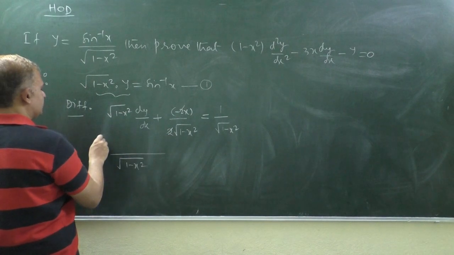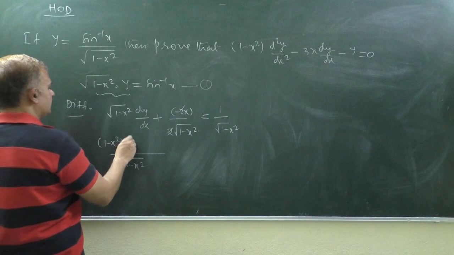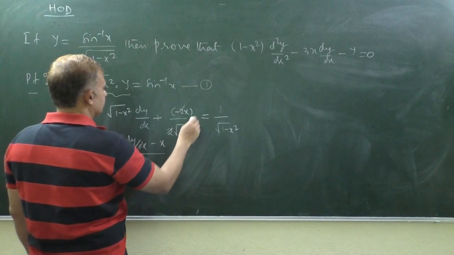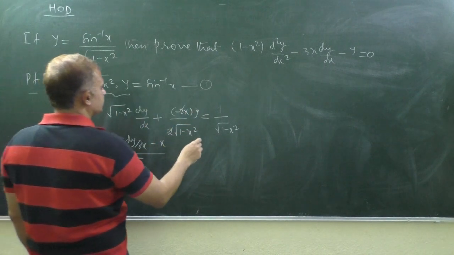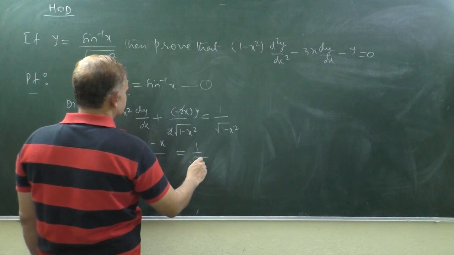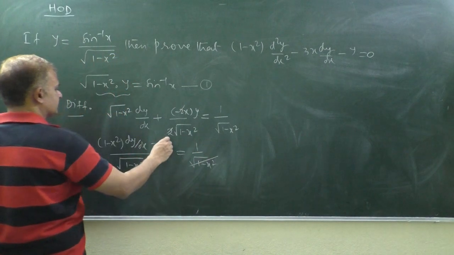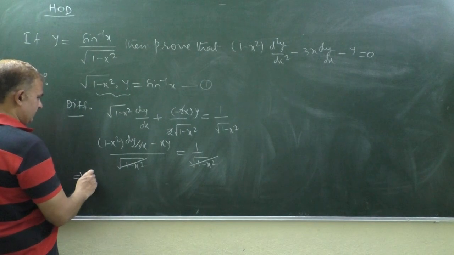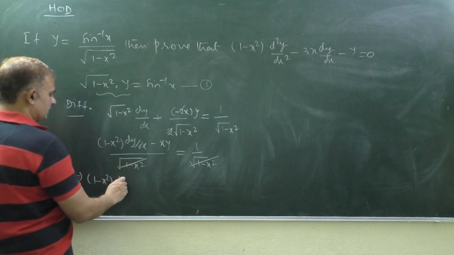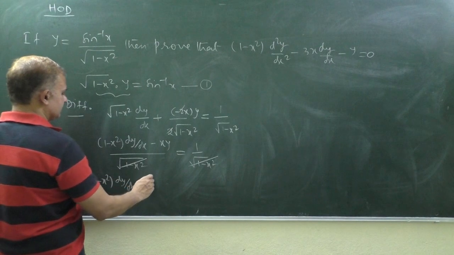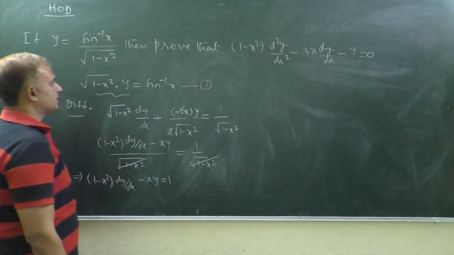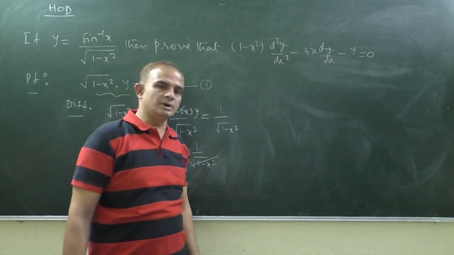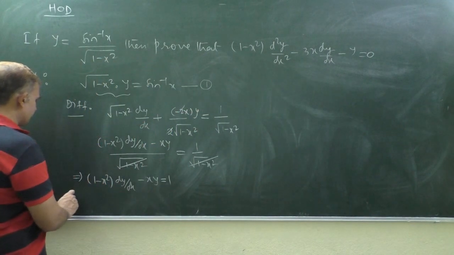Root 1 minus x square into this becomes 1 minus x square dy by dx minus x into y is equal to 1 upon root of 1 minus x square. Root 1 minus x square, root 1 minus x square get cancelled. Now we have 1 minus x square dy by dx minus xy is equal to 1. But in this question, we are supposed to prove 1 minus x square into d2y by dx square. It means it should be differentiated again.